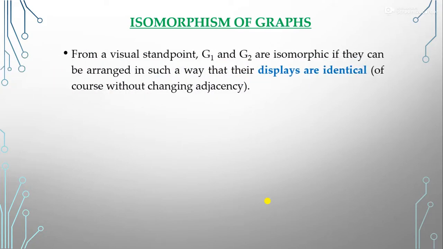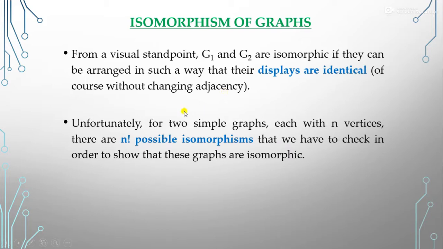Now, from a visual standpoint, G1 and G2 are isomorphic if they can be arranged in such a way that their displays are identical. What is the meaning of displays are identical? It means that without changing the adjacency, we have to see that no change will be there in the adjacency.